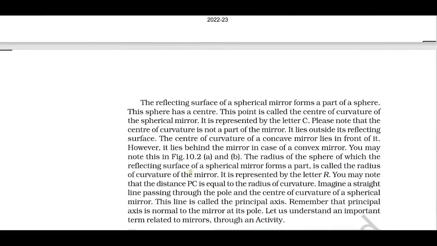The next definition you should understand is the center of curvature of a spherical mirror. The reflecting surface of a spherical mirror forms a part of a sphere. The sphere has a center, and this point is called the center of curvature of the spherical mirror. It is represented by the letter C. The center of curvature is not a part of the mirror. It is just an imaginary point.